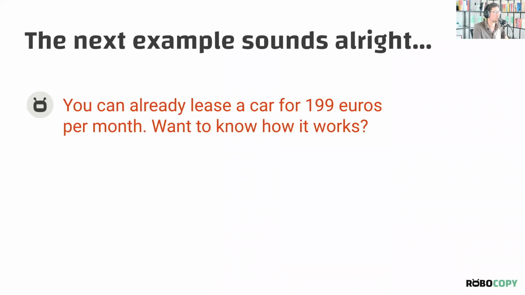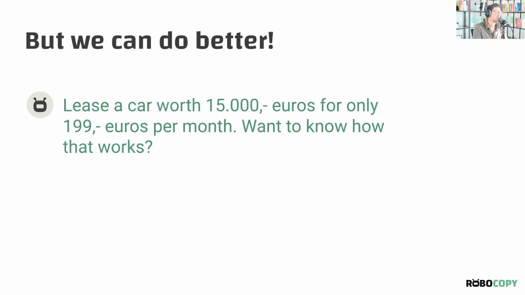And you can use this in conversation design as well. So a lot of this stuff isn't new, right? It's finding a new interface to apply it and finding the conversation for it. You can already lease a car for 199 euros per month. Want to know how this works? I don't know. I don't care. We can do better, right? Lease a car that's worth 15,000 euros for only 199 euros per month. Want to know how that works? Yeah, I do. You see, by now adding the value of the 15,000 makes the 199 seem super cheap, right? And this is going to deliver a better result, right?